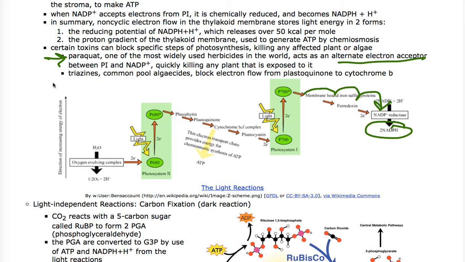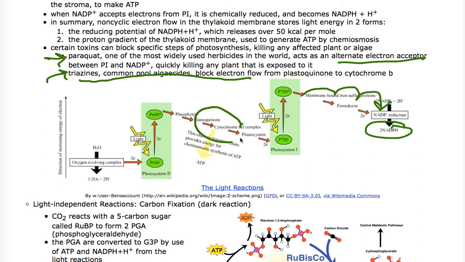You may have never come into contact with paraquat. It's not used much here in the United States. Triazines, on the other hand, I guarantee you've run into. That's in almost every pool you've ever swam in. Triazines are common pool algicides. They block electron flow from plastoquinone to cytochrome B.